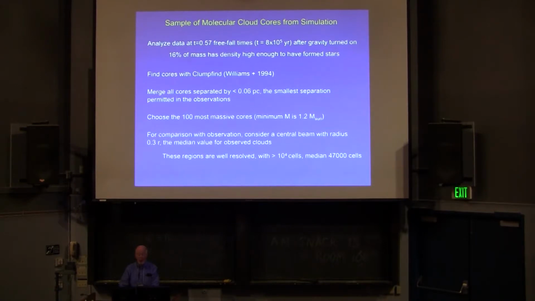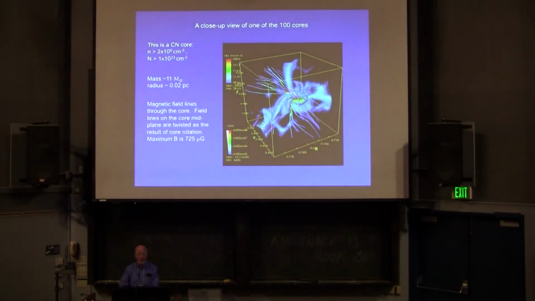In fact, the median is almost 50,000 cells inside the cores that we're looking at. So here's a picture of one of these cores at much higher resolution. And I want to emphasize that this whole size here now is just about 0.02 parsecs. The mass is about 11 solar masses.